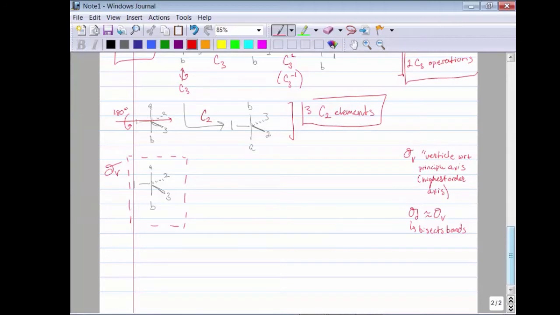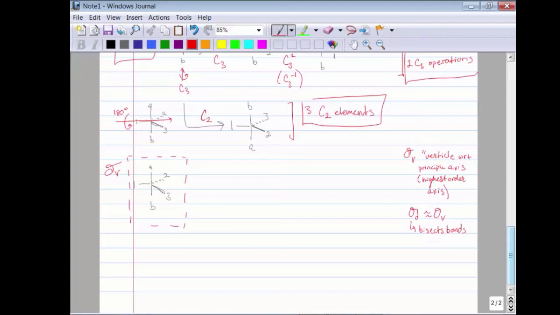Oh, okay. It's the plane that's in the plane of the page. Okay, so it's going through this bond, and this bond. And so it's reflecting this atom. Oh, okay. So I'm just trying to draw that on paper.